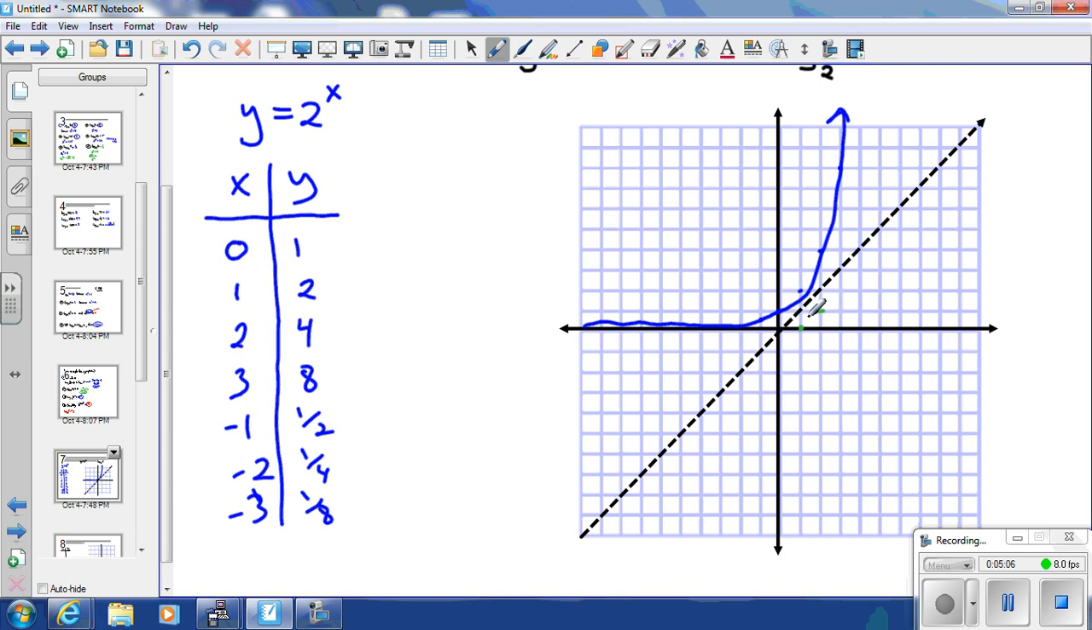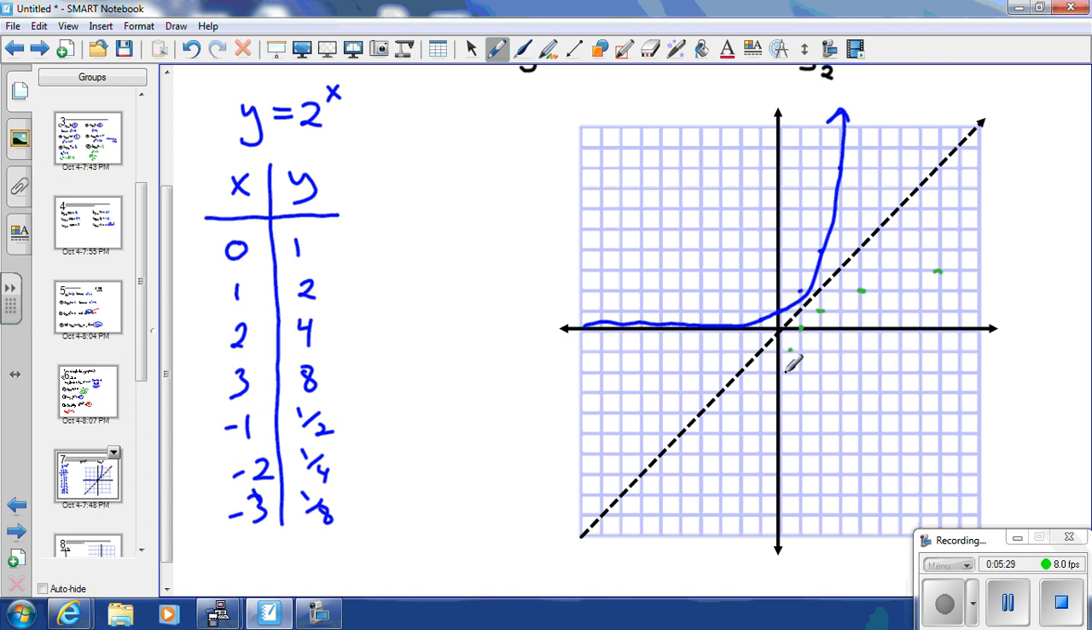And I'm just going to flip all of these points. So I'm going to graph (4, 2) instead of (2, 4). I'm going to graph (8, 3) instead of (3, 8). And I'm going to graph (1/2, -1) instead of... I'm sorry, instead of (-1/2, ...), and so on.